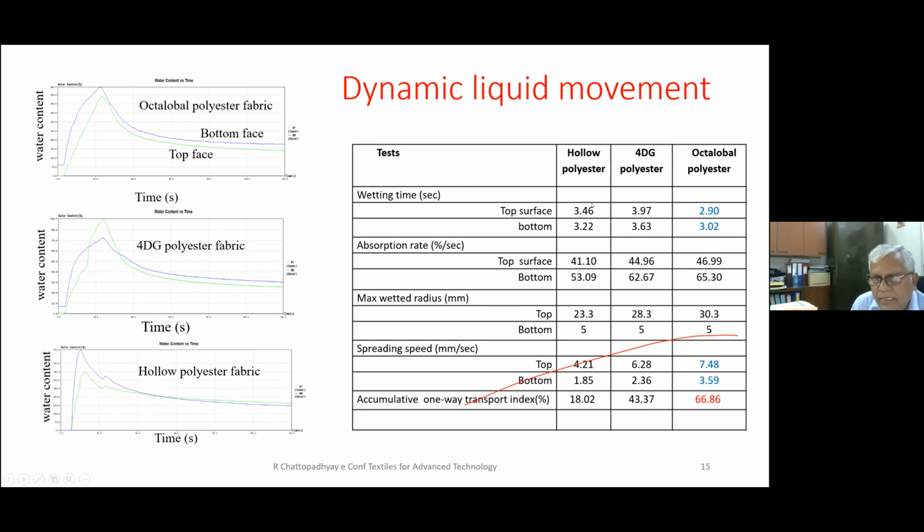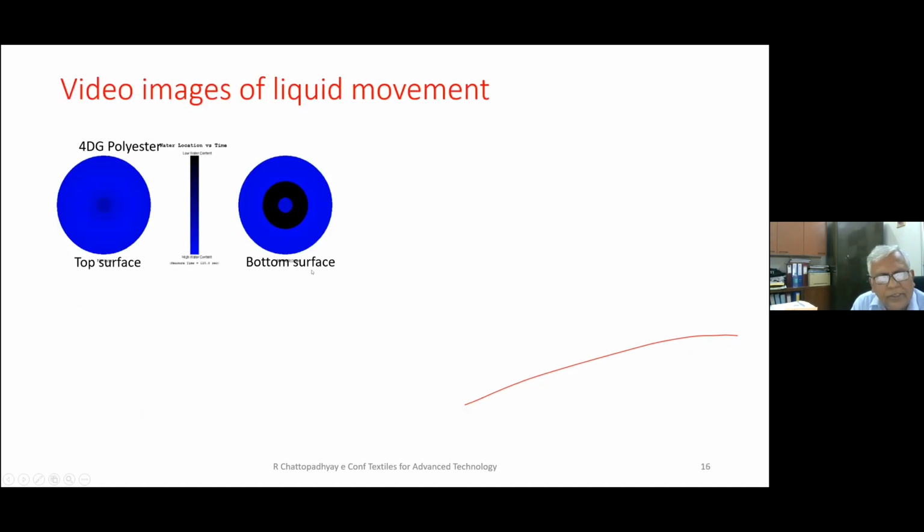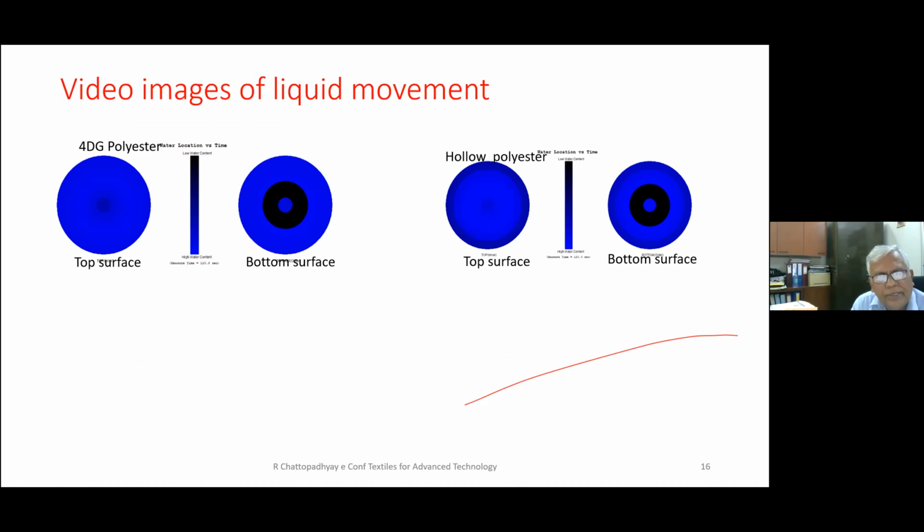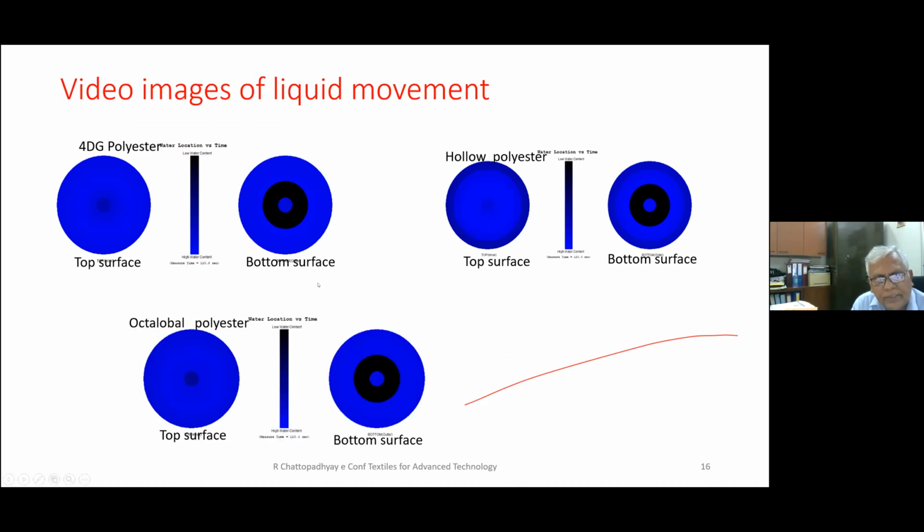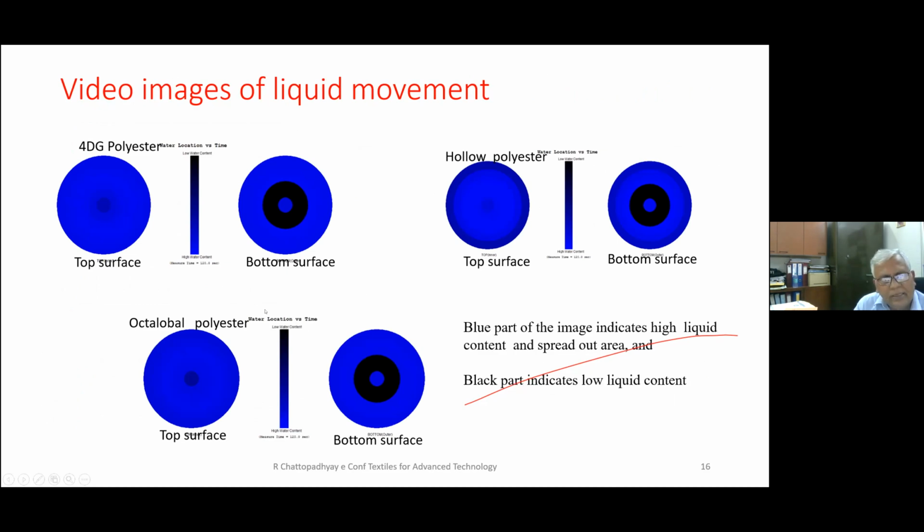Wetting time is much less in the case of the fabric made from octalobal polyester fiber. Absorption rate is also higher. Maximum wetted radius is also more. Spreading speed is also higher in the case of octalobal polyester fibers. And based on this, these are the video images of the liquid movement on the two surfaces, and you will see that the blue surface indicates the spreading of the liquid.